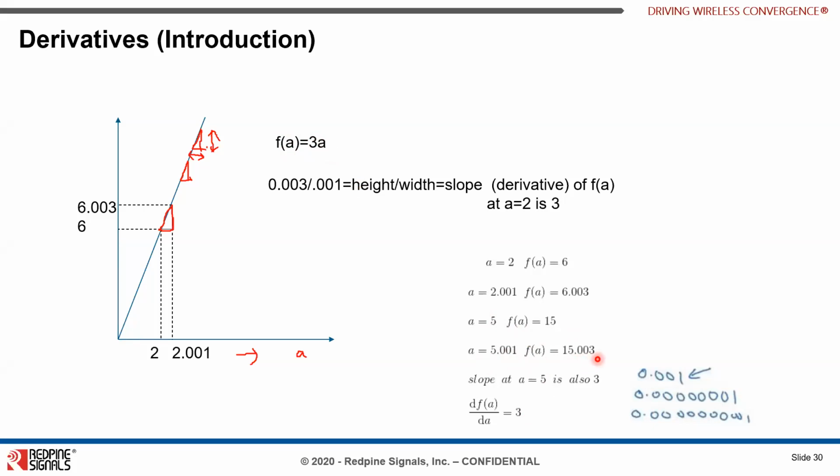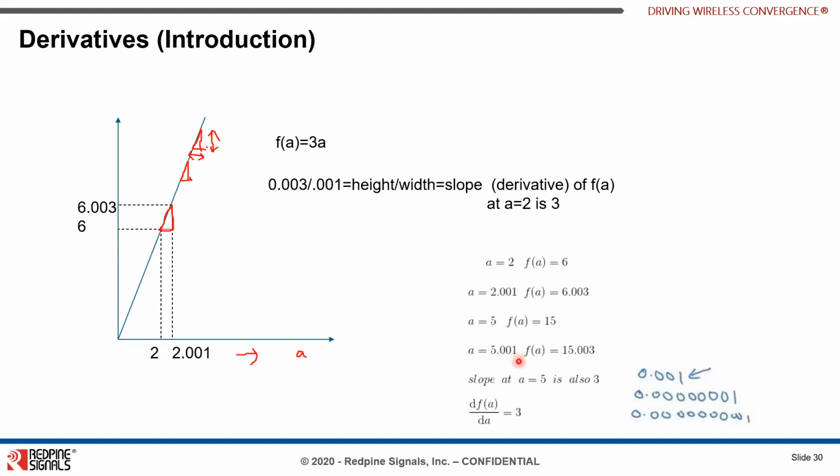So in both cases, what is the increment? The slope is the increase in the y-axis for an increase in the x-axis. This is the ratio we take, right? Here, in the case of a equal to 2 and f(a) equal to 6, the change is 0.003 by 0.001. So that is 3. The change is 3, right? Here also it is the same thing: 0.003 by 0.001.